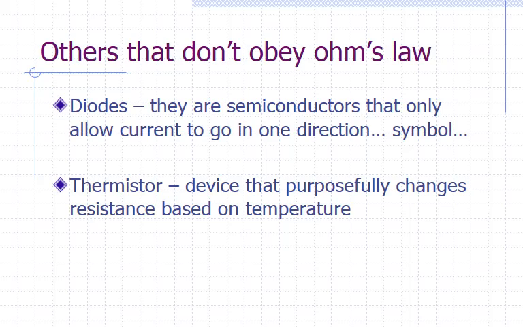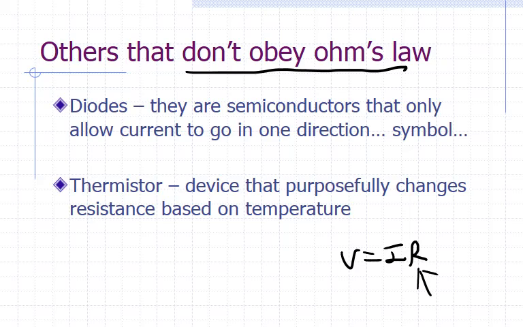Other things that don't obey Ohm's law are diodes, semiconductors that allow current to only go in one direction. Thermistors are devices that purposely change resistance based on temperature, so they're not going to obey Ohm's law either. When I say not obeying Ohm's law, you can still use V equals IR and you need to, but you can't just assume that resistance is going to stay the same the whole time.